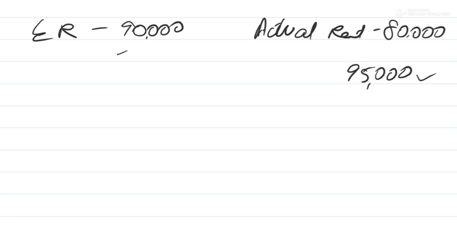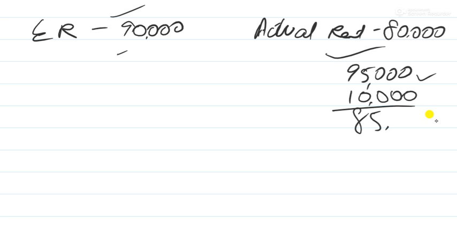Now suppose, because of vacancy, what happens? My expected rent was 90,000, my annual rent was 95,000, annual rent, not actual rent, and because of vacancy I suffered a loss of 10,000. So now my actual rent received is 85,000. Right. Now what do we have to do?